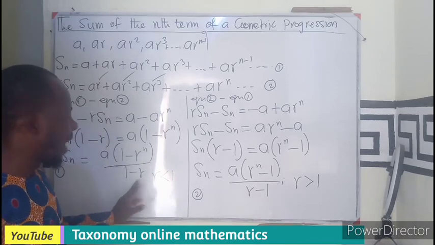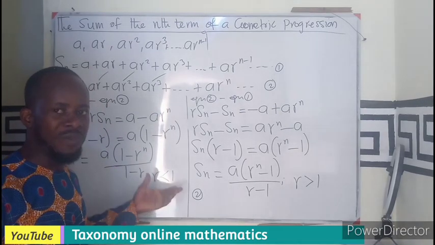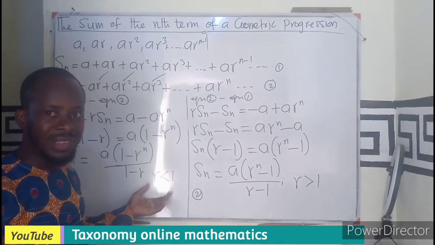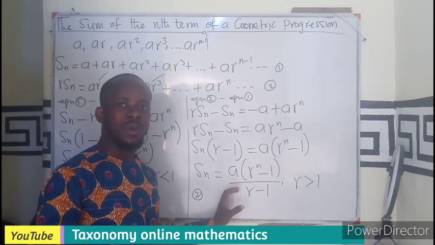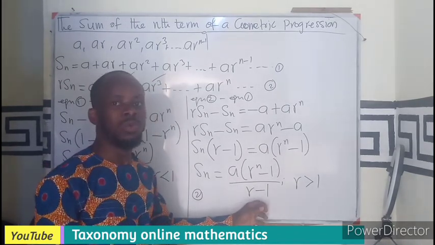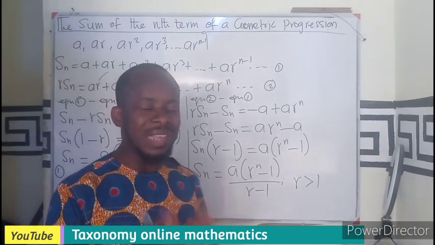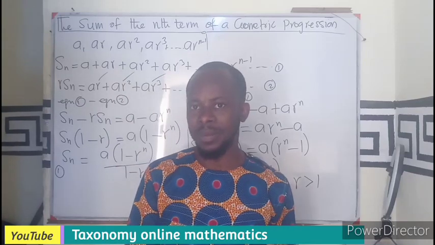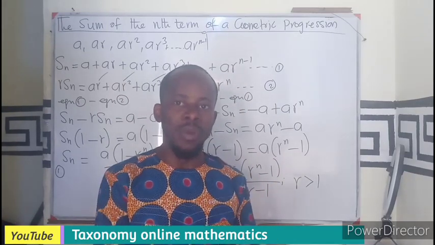When the common ratio is less than 1, as in fraction, anytime the common ratio is giving fraction or decimal, which is having 0 point, then we go for this formula. If we have this to be 1.234 in that order, we go for this. So these are the two formulas that could be used in finding the sum of a GP, the sum of the first n terms of a geometric progression.